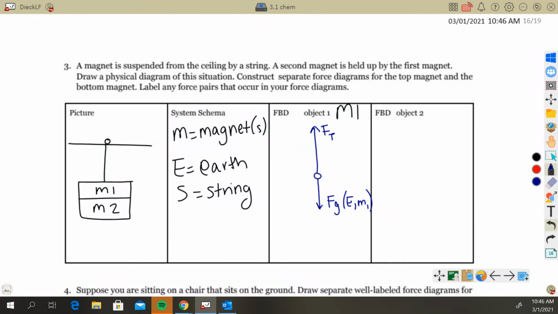Force of tension. The line for tension should be longer than the force of gravity because remember, tension's actually holding up both magnets, right? But they're not moving. So you want your tension line to be decently long. Who is dealing the tension? The string. Who is feeling it? Magnet 1. Very good.